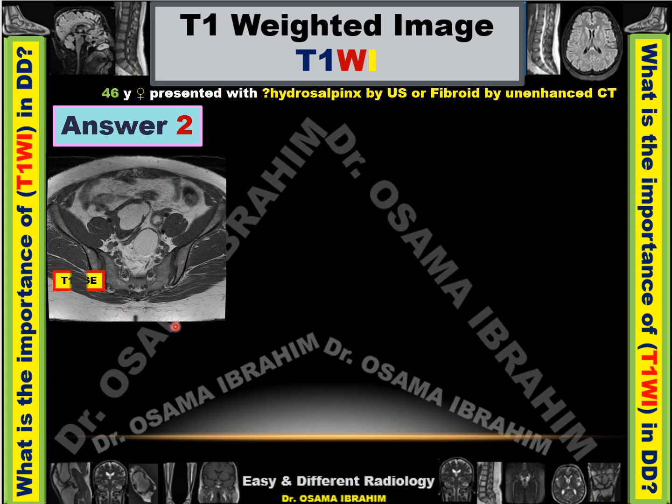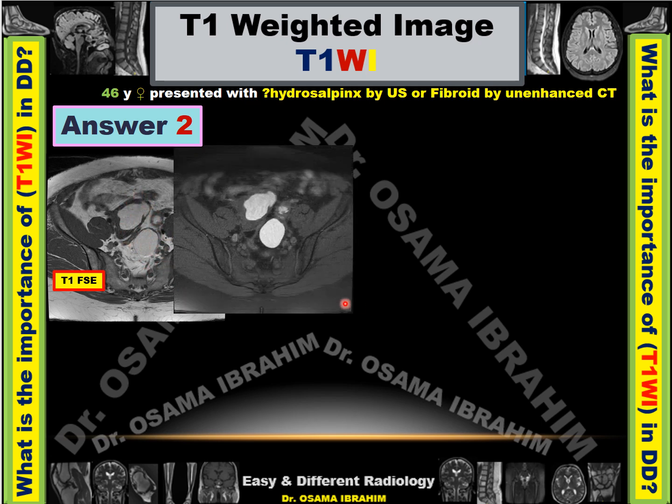So this is the T1 weighted image, fast spin echo, which is showing high signal lesions in the pelvis in this female. This sequence is the T1 fat suppression, because the subcutaneous fat is suppressed. However, the lesions are not suppressed. So these lesions do not contain fat like subcutaneous fat or mesenteric fat, which is suppressed here.